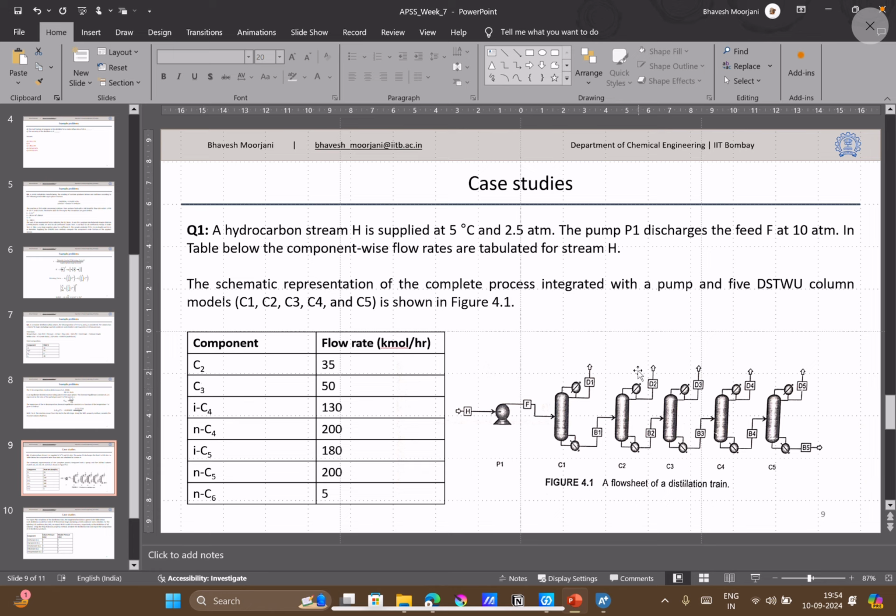Similarly, in the C2 column, propane will be our light key component, and the immediate heavy key component will be isobutane. The same way we will follow for all the other columns. Okay.